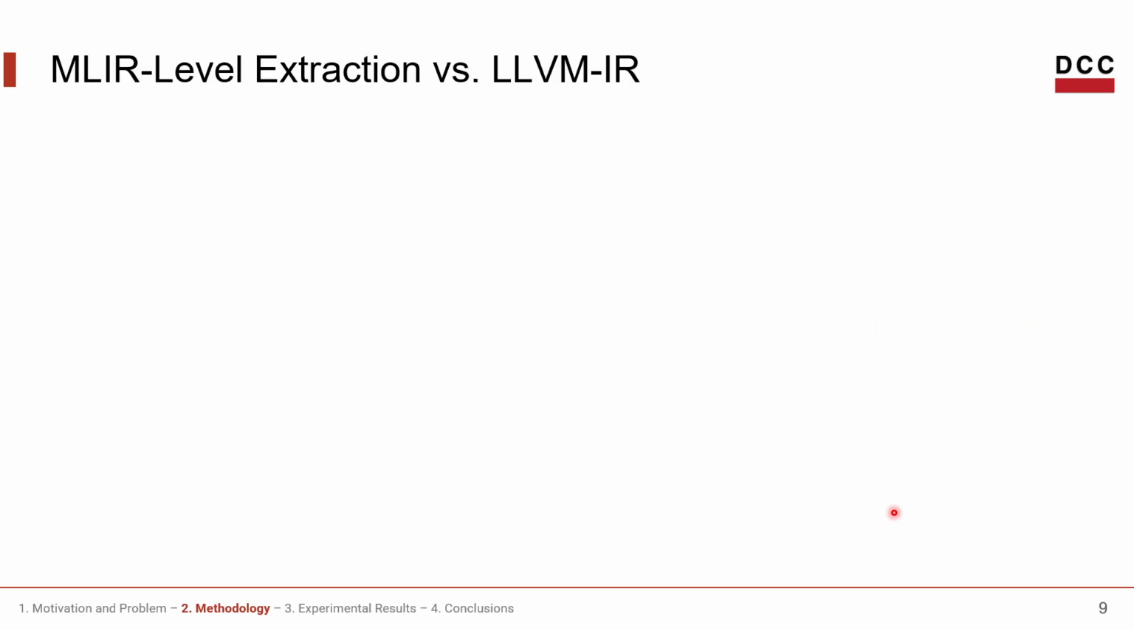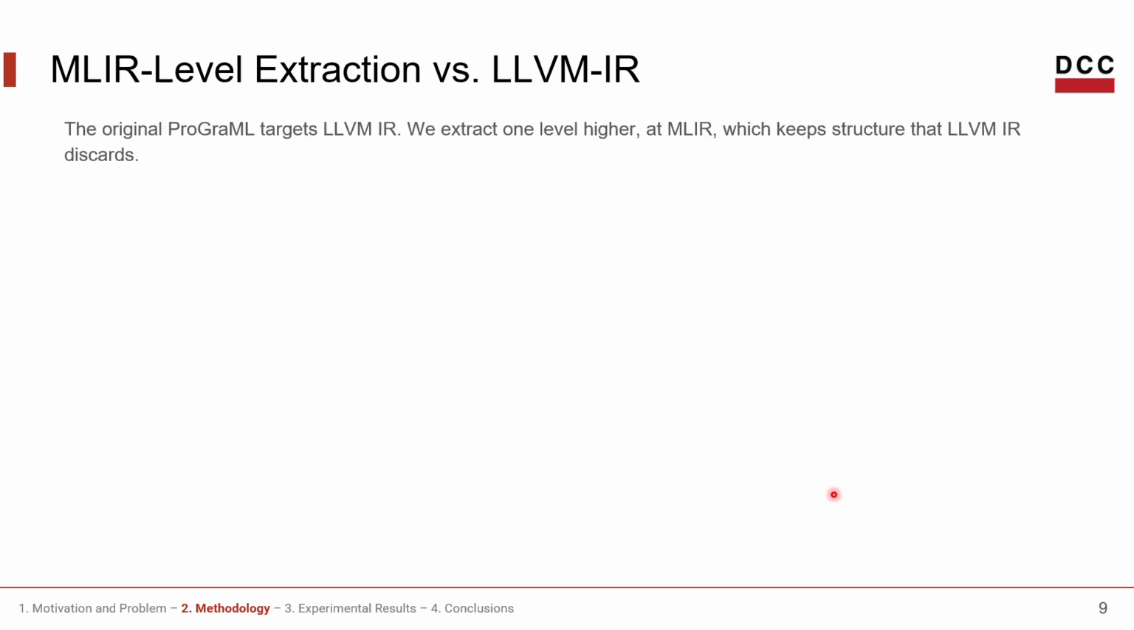Now, one difference is that the original ProGraML works on top of LLVMIR, but we decided to extract the graphs from MLIR instead. So we needed to develop that tooling to be able to create ProGraML graphs from MLIR. And we do this because that gives the flexibility to extract these graphs at various levels of abstractions, compared to LLVMIR, which sits fixed pretty much at a low level of abstraction.